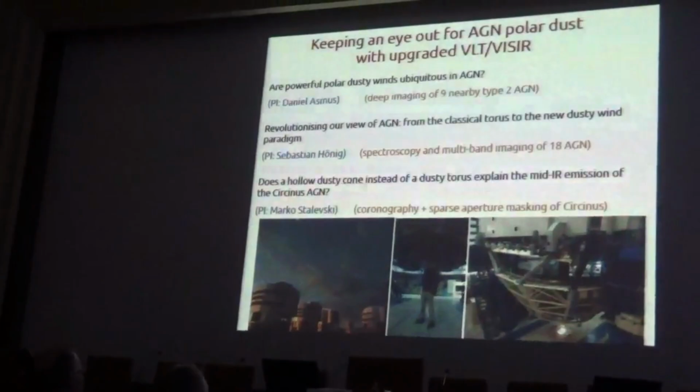And yeah, I should be wrapping up. I just want to say that we have a number of already approved programs. A couple of months ago, we observed the Circinus again with VISIR, but this time with coronagraph and sparse aperture masking mode, which allows us to get an even sharper image and to start seeing more structure in there. And also in two other programs, we are observing those 18 AGNs which have the polar dust emission, but now with the recommissioned VISIR instrument to get even sharper and better images. And we are also observing 9 nearby type 2 AGNs, which we believe should show this polar dust emission itself.